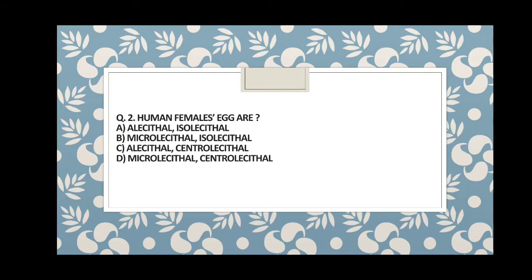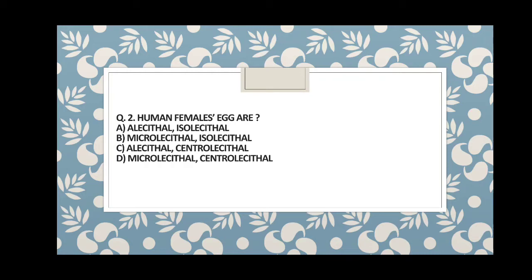And upon the placement of that yolk, they are divided into the second category of classification, that is isolecythal, centrolecythal and telolecythal. Telolecythal is basically due to gravity in the megalecythal cells, and centrolecythal is found in the microlecythal kind of thing. So guys, here the options are A, alecythal, isolecythal. These are actually a set of the classification. B, microlecythal, isolecythal. C, alecythal, centrolecythal. D, microlecythal, centrolecythal.